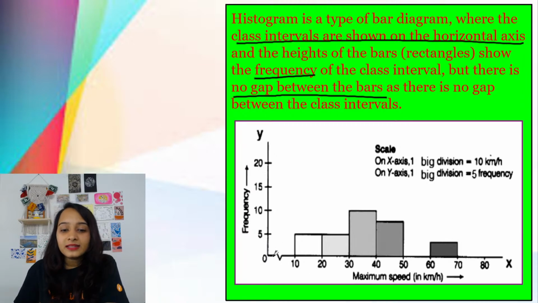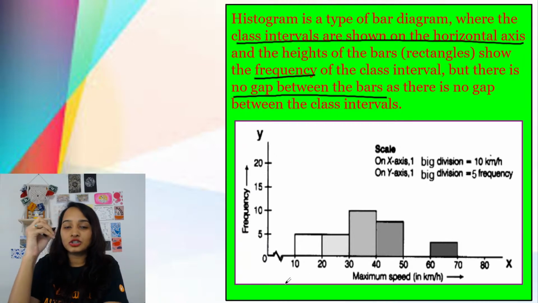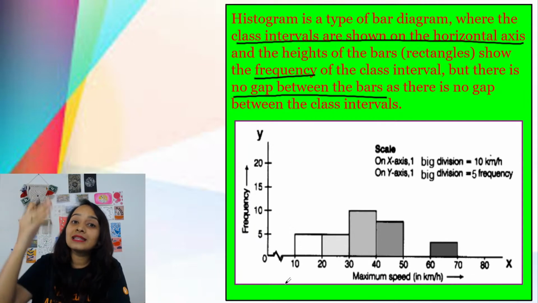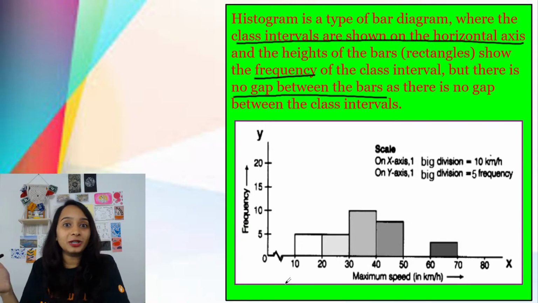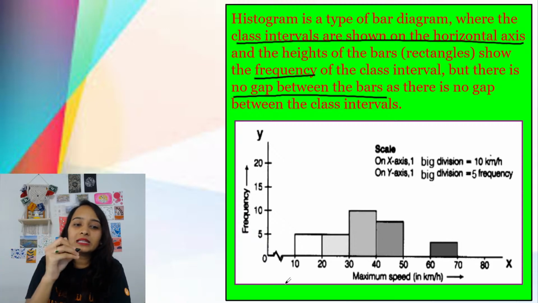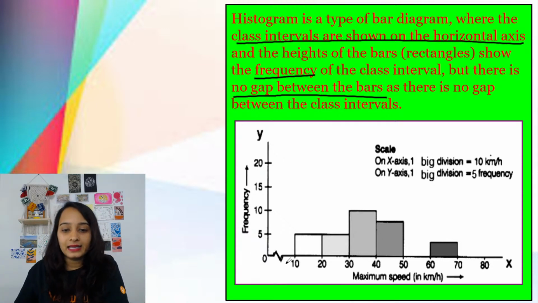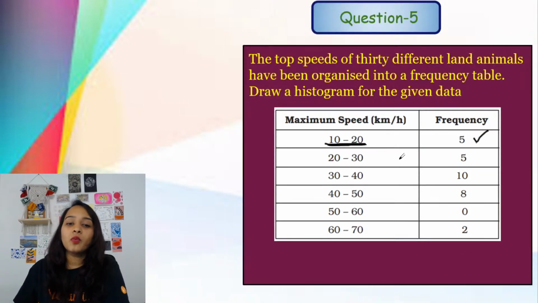So here this is called a kink. A kink is nothing but a distorted line which shows that there is a breakage in the data, which shows that we do not have the data between 0 and 10. We are starting from 10 to 20, right? So that's why there is a small breakage in the line here on the x-axis. So right from 10 to 20, 20 to 30, 30 to 40, 40 to 50, 50 to 60, 60 to 70, 70 to 80.